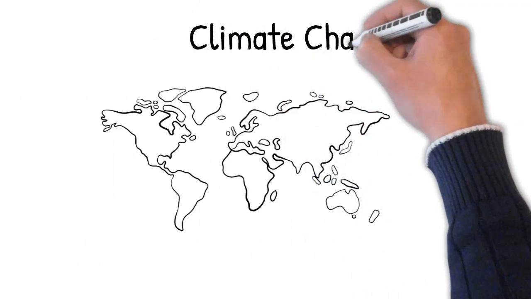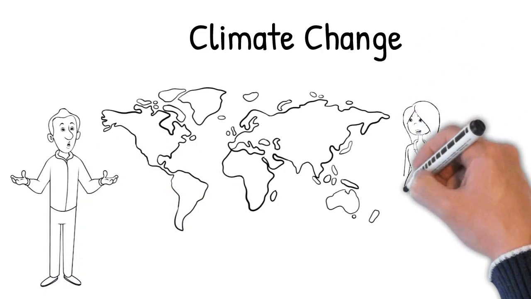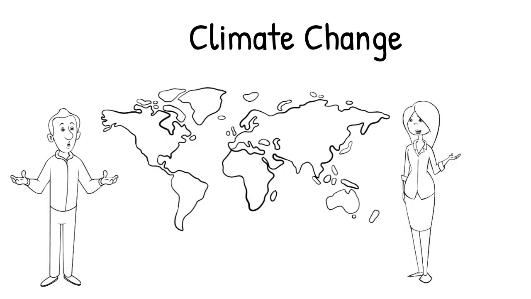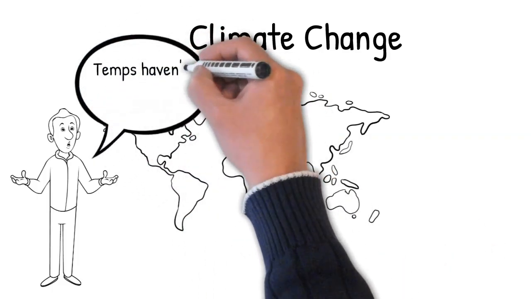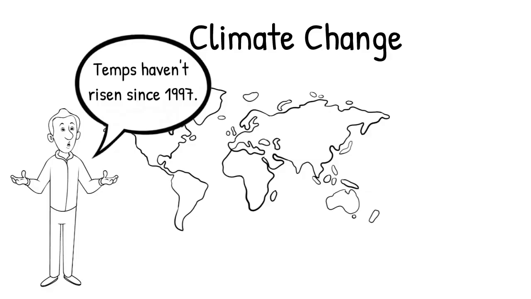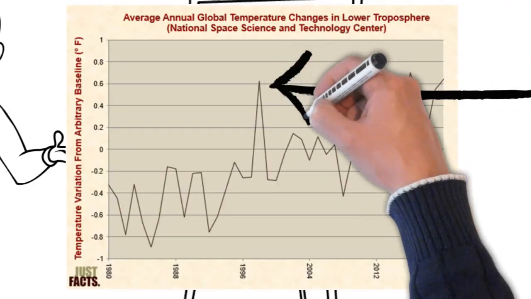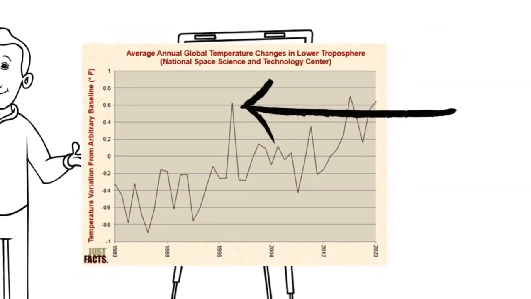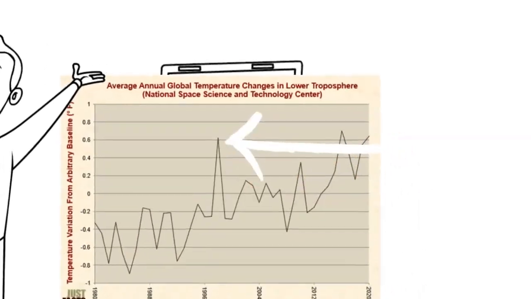For example, let's look at the climate change issue and see how both sides have gotten it wrong. That's right, both sides. Some have claimed that climate change is a farce, and they've said things like, temperatures haven't risen since 1997. Now, when you look at the data, you see that temperatures did spike in 97, so the statement was true when it was made in 2020, but it was also misleading.